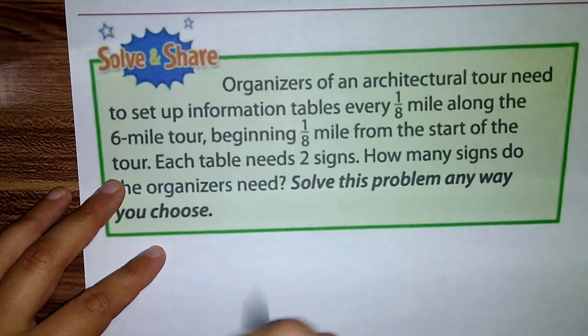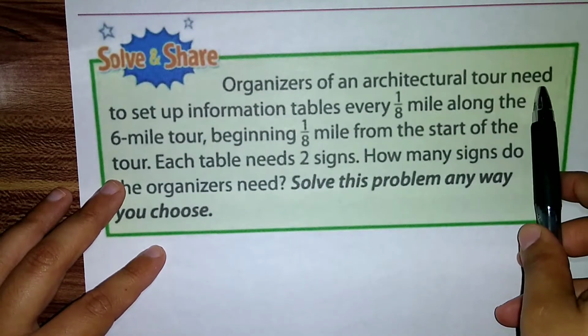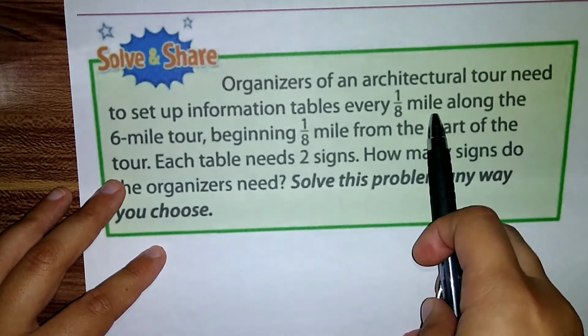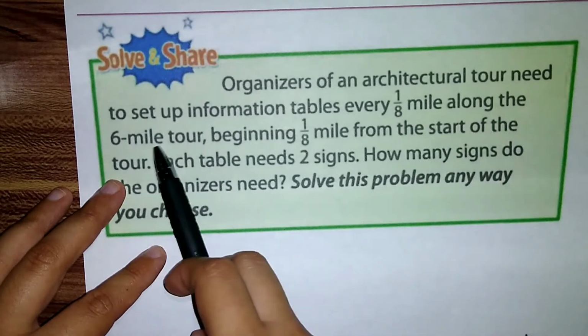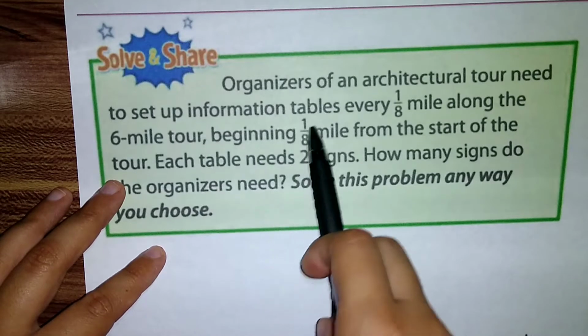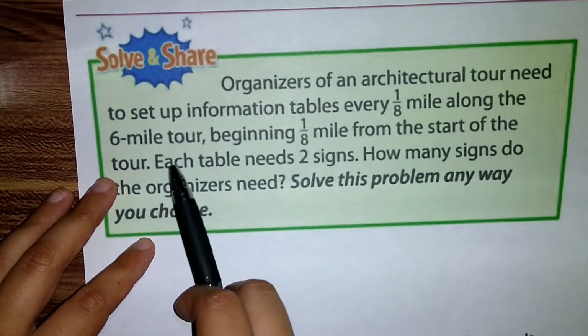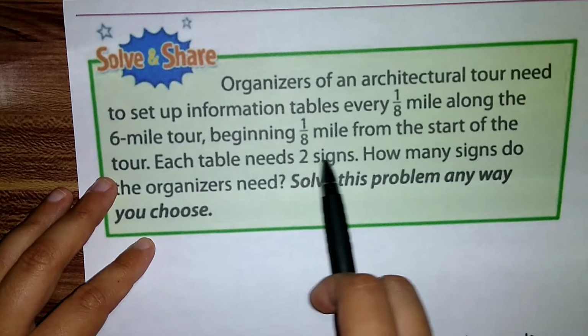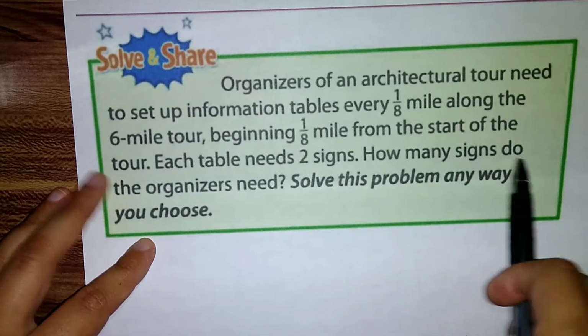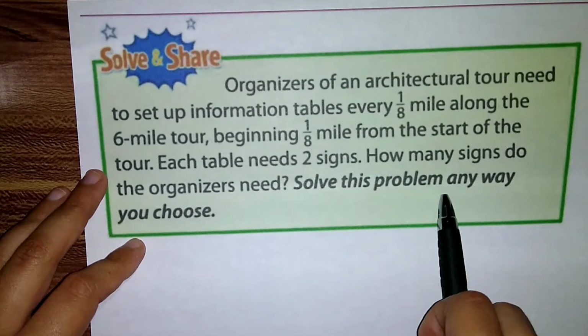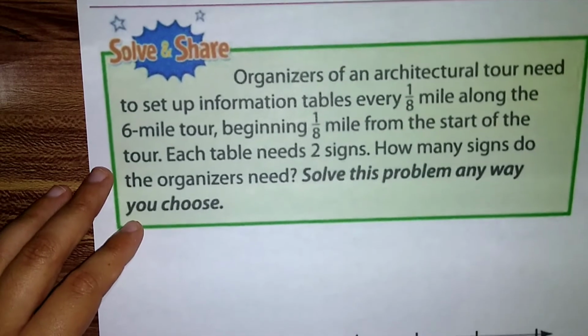Today I want to review this fraction problem, and the problem reads: organizers of an architectural tour need to set up an information table every 1/8 mile along the 6-mile tour, beginning 1/8 mile from the start of the tour. Each table needs 2 signs. How many signs do the organizers need? Solve this problem any way you choose.